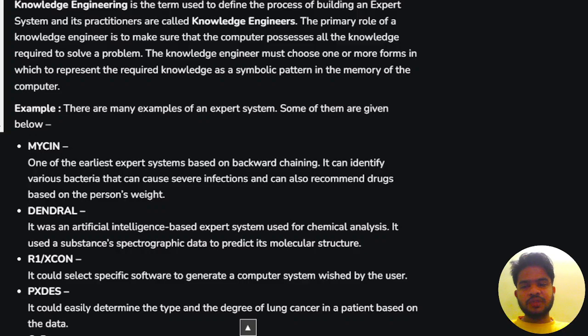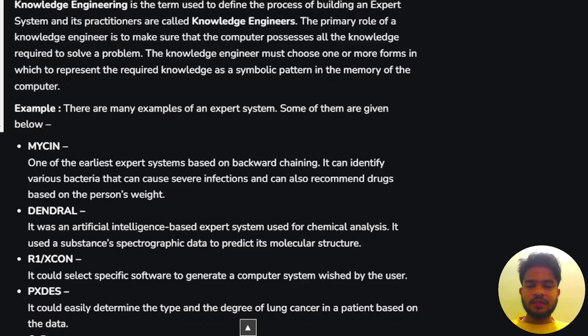Let us deal with an example. There are many examples of an expert system. Some of them are given below. MYCIN, one of the earliest expert systems based on backward chaining, can identify various bacteria that can cause severe infections and can also recommend drugs based on the person's weight. Next one is Dendral. It was an artificial intelligence-based expert system used for chemical analysis. It used substance spectrographic data to predict its molecular structure.